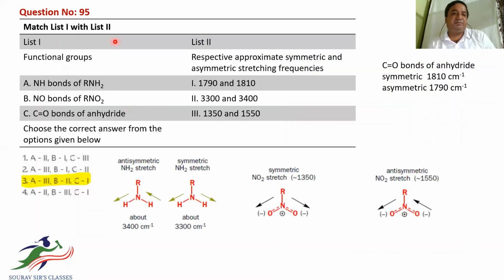over here we have to match in question 95, list 1 with list 2. Functional groups are given, and respective approximate asymmetric and symmetric stretching frequencies are given. For N-H bonds of RNH2, as you can see over here, again the information is taken from Warren-Clayden. For the anti-symmetric stretch, we have 3,400 cm⁻¹. For the symmetric stretch, we'll be getting 3,300 cm⁻¹. This is a memory-based question.